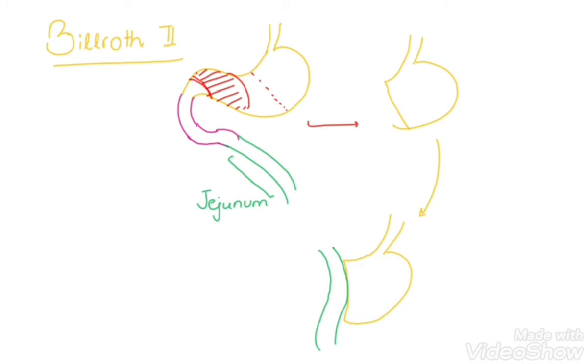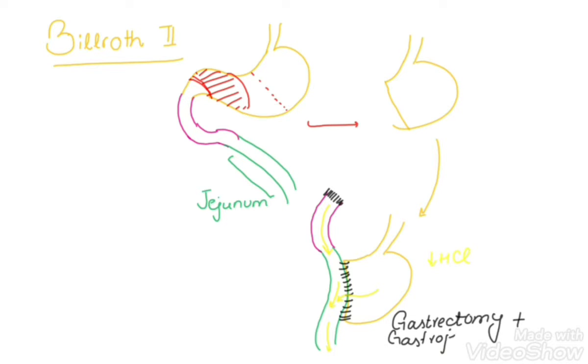Bilroth 1 is the preferred procedure and Bilroth 2 is done only when the disease is extensive. Bilroth 2 decreases gastric acid much more than in case of Bilroth 1, but it involves 2 anastomosis and is more invasive procedure than Bilroth 1.